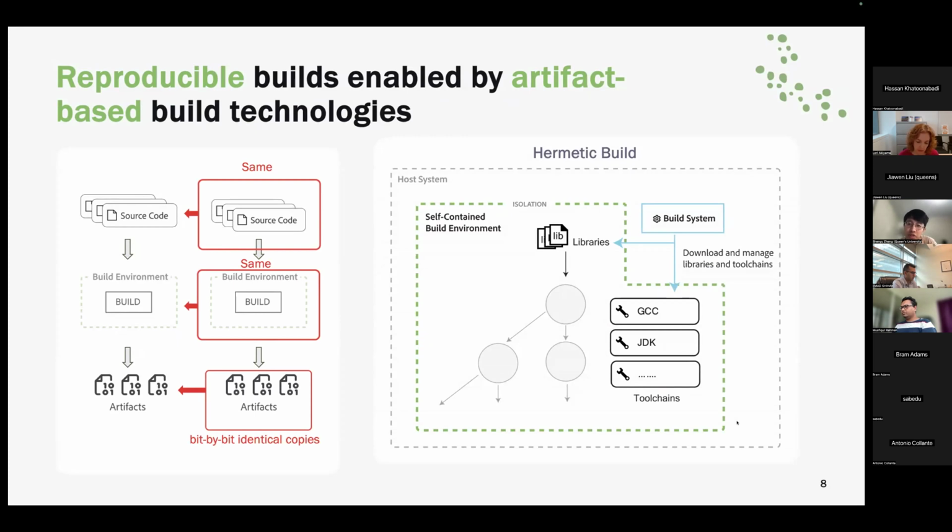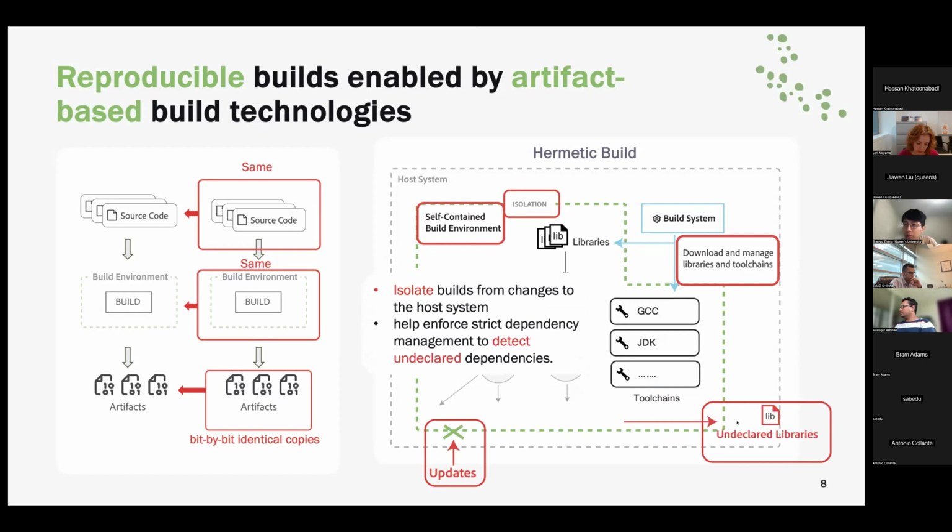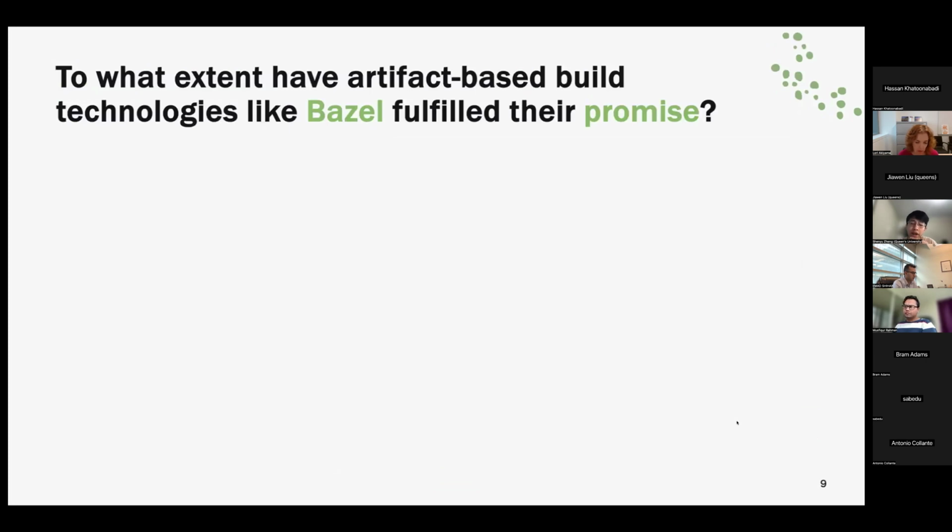So the self-contained build environment is achieved through build isolation and build dependency management at the build tool level. Since the build is isolated, changes made to the host system cannot impact the build within the build environment. Since all the dependencies are managed by the build system, any access to undeclared libraries can be detected, since these libraries are not specified and are not within the sandbox. Therefore, artifact-based build technologies are able to provide reproducible builds.